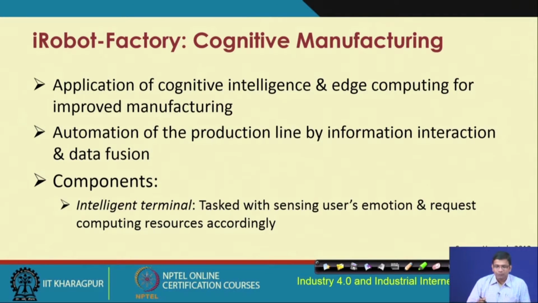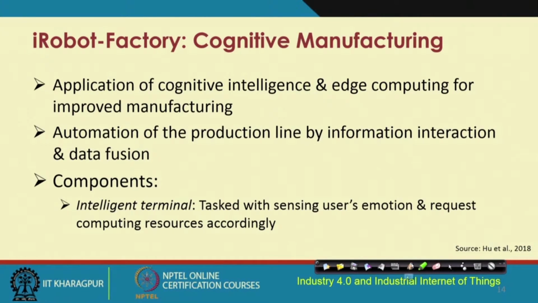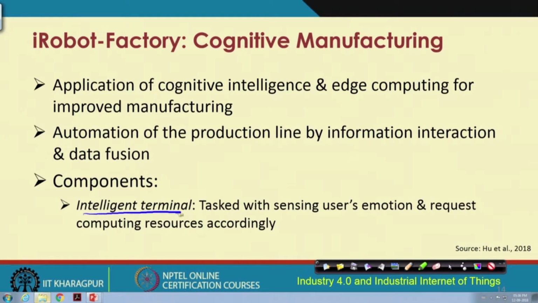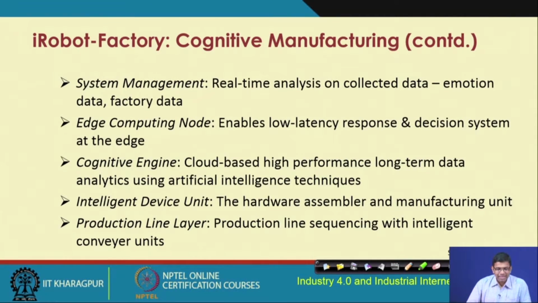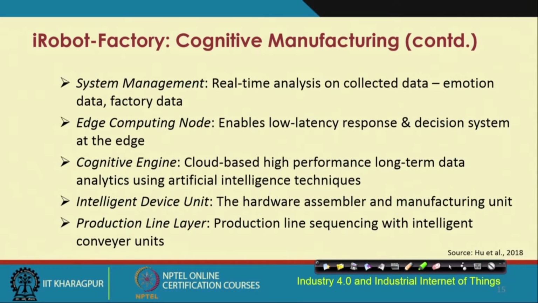This work uses different components such as the cognitive or intelligent terminal, which is tasked with sensing the user's emotions and requesting computing resources based on the perception of the emotions of the users, and different other components such as the system management, edge computing node, cognitive engine, intelligent device unit and production line layer. All of these are different components of this iRobot-Factory.